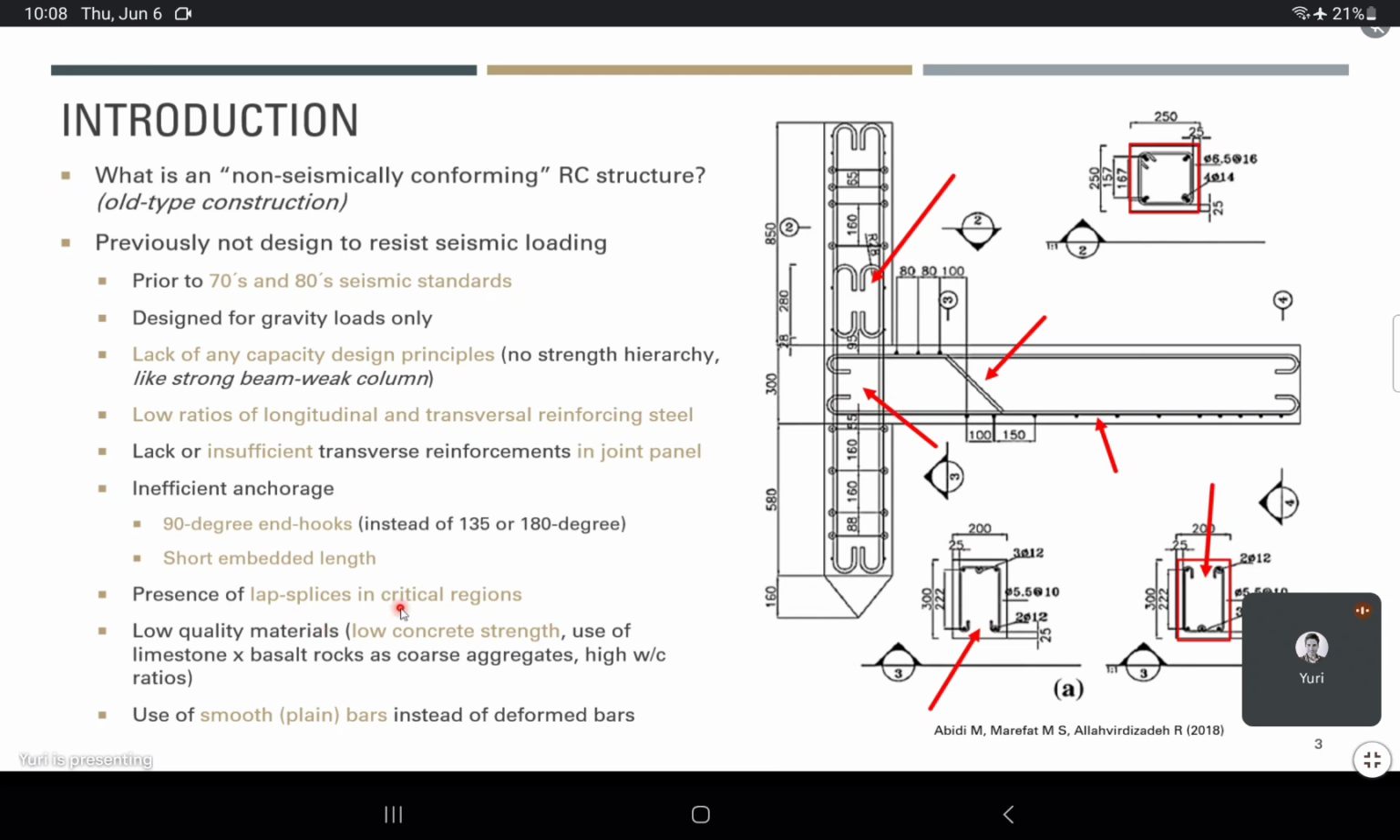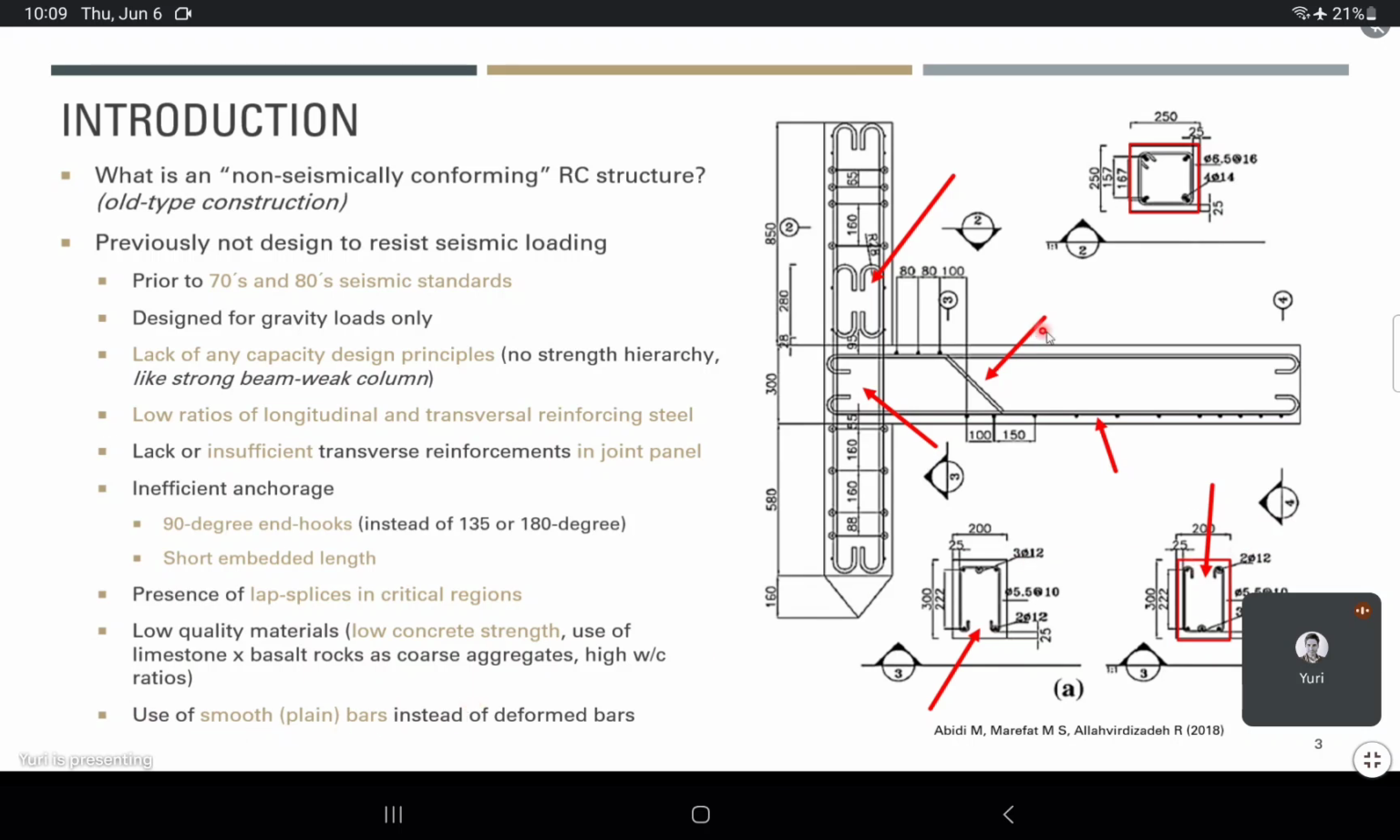Presence of lap splices is a very concerning thing too, but it is a reality because we can build a reinforced concrete structure with longitudinal bars everywhere. Also, we would have low quality materials. Back in the day, 10 megapascal concrete was a very strong concrete, and 30, 40 years later, it's a very low quality concrete. Also, different types of aggregates have been used, and high water-cement ratios. And something that I want to focus on is the smooth bars. This is a characteristic of buildings built before the 60s.